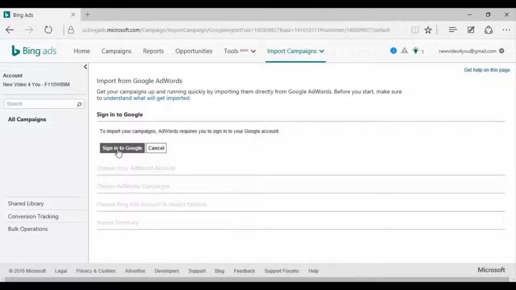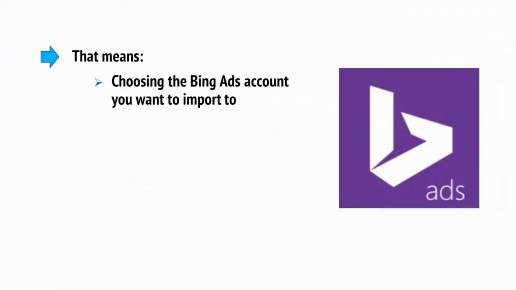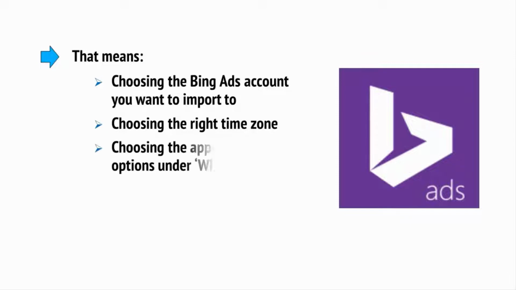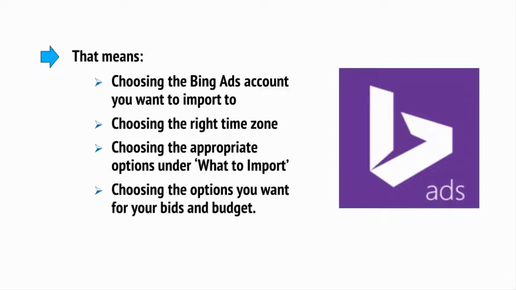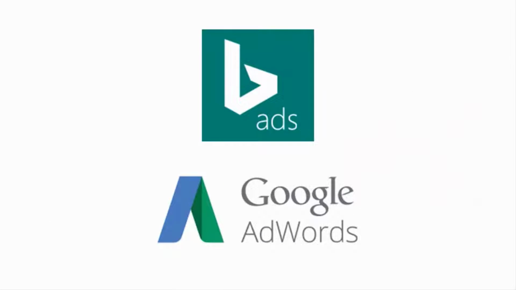Now, under Bing Ads account and import options, you'll just need to add a few more settings that are unique to Bing. That means choosing the Bing Ads account you want to import to, choosing the right time zone, and remember that Bing allows more flexibility in this department, choosing the appropriate options under what to import, choosing the options you want for your bids and budget, and now just click Import and you're done. Remember we said earlier that the best way to handle Bing Ads was to use them on top of a Google AdWords campaign? Well, this is why it makes a lot of sense to simply import an existing AdWords campaign into your Bing account. It couldn't be simpler.